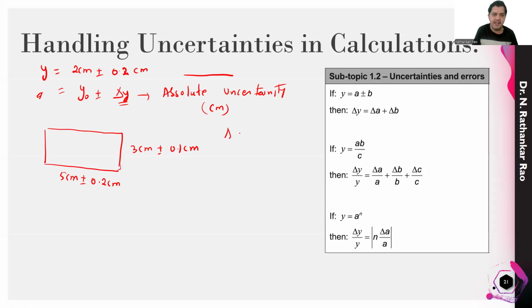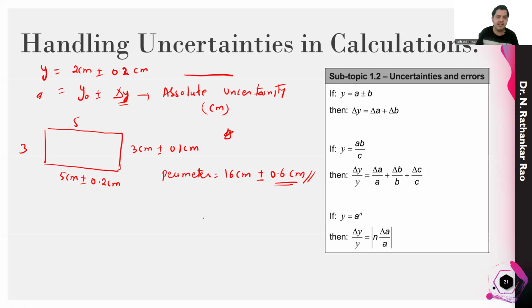So the total absolute uncertainty in finding the perimeter. Now what is the perimeter here? It is 5 plus 3, 8, another 5, 8 plus 5, 13, 13 plus 3 should be 16. This should be 16 centimeter plus or minus the uncertainty. So here you have plus 0.2, here it is 0.1. 0.2 plus 0.1, 0.3. Similarly, 0.2 plus 0.1, 0.3. 0.3 plus 0.3 should be 0.6 centimeters. Thus, the absolute uncertainty in measuring the perimeter is seen to be 0.6 centimeters. I hope this is clear.